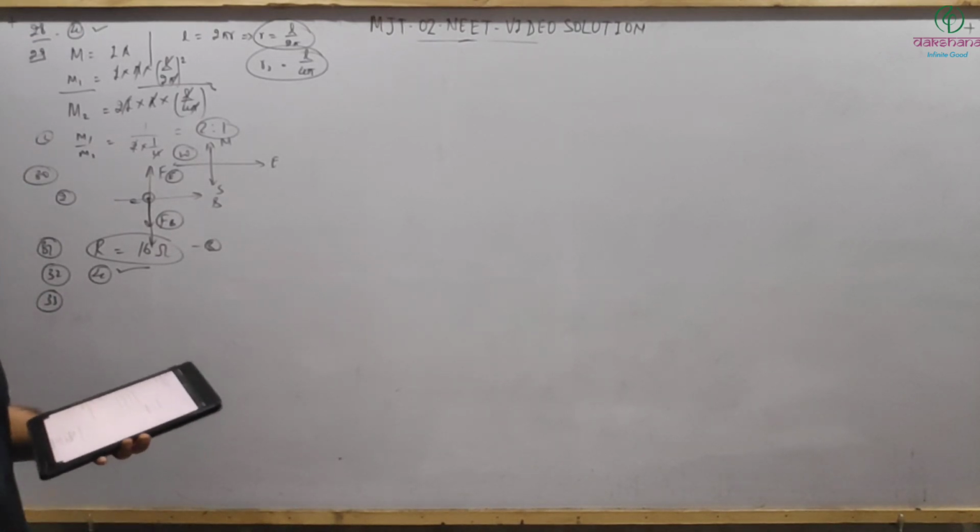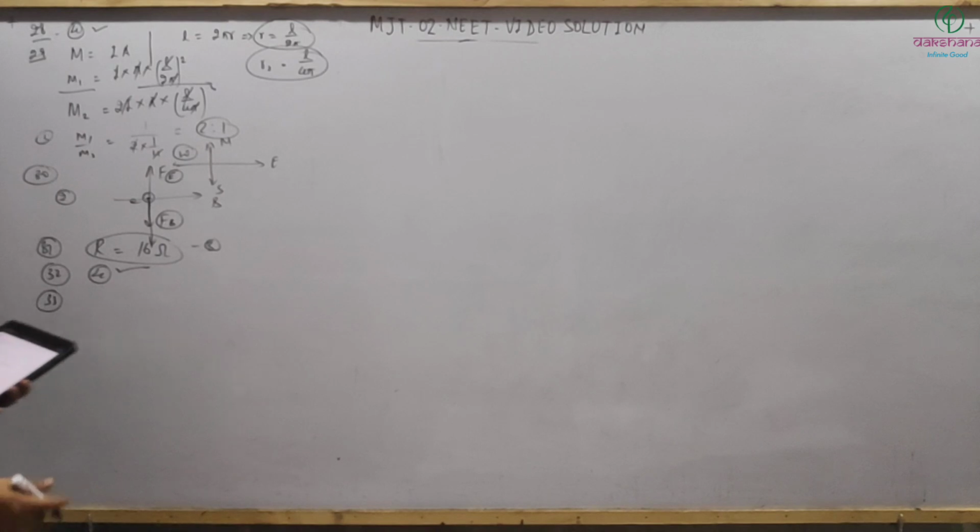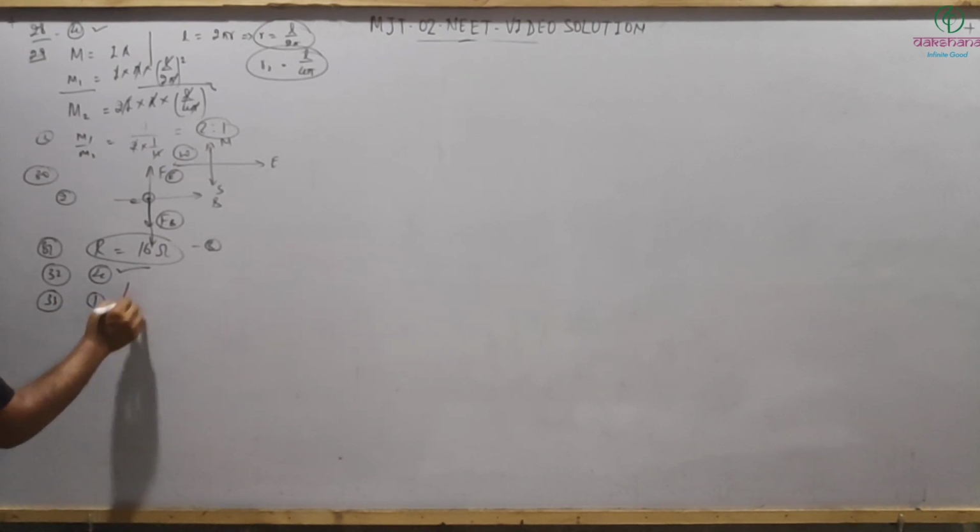Potential gradient, its basic definition defined as fall of potential per unit length, matching with option number 1. Question number 34.